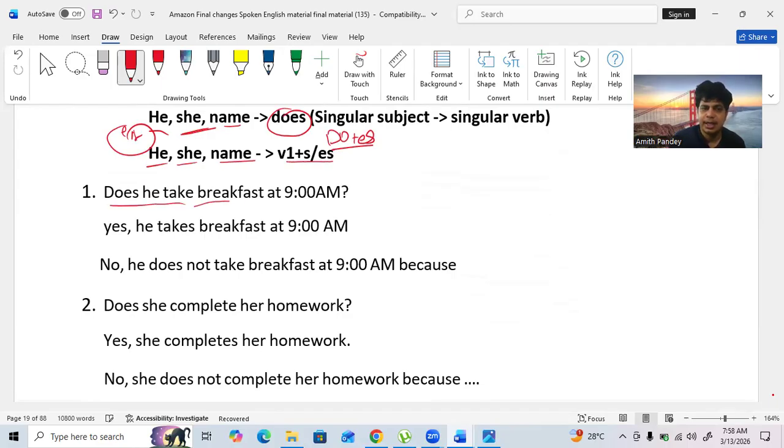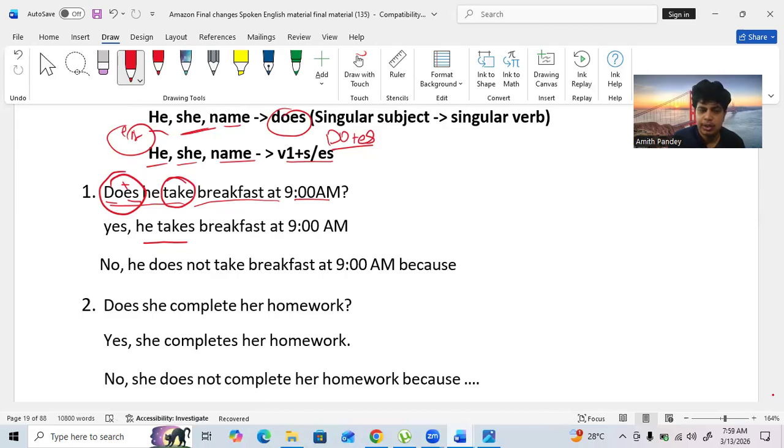Like, does he take breakfast at 9? So the answer is going to be yes, he takes breakfast. Why? Because see, do plus es, it becomes does, and does becomes singular. So as you are already using singular, you should not add any s here. Hope you got it. So, does he take breakfast? Yes, he takes breakfast at 9.